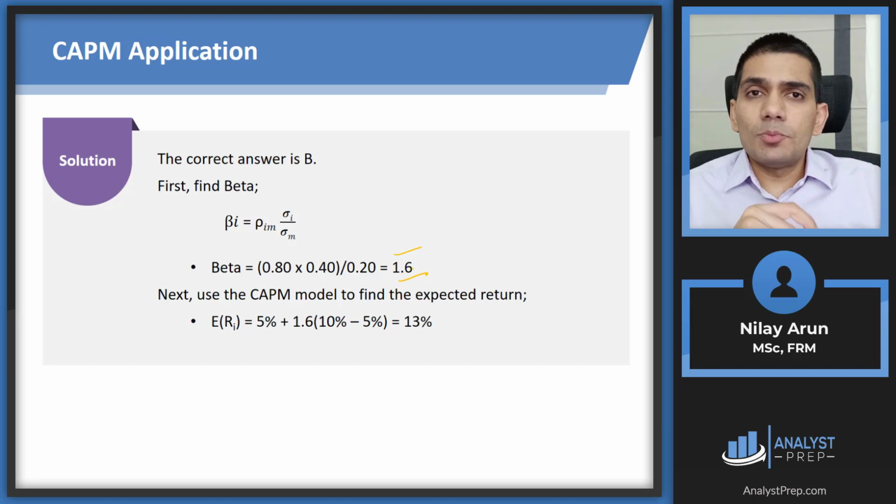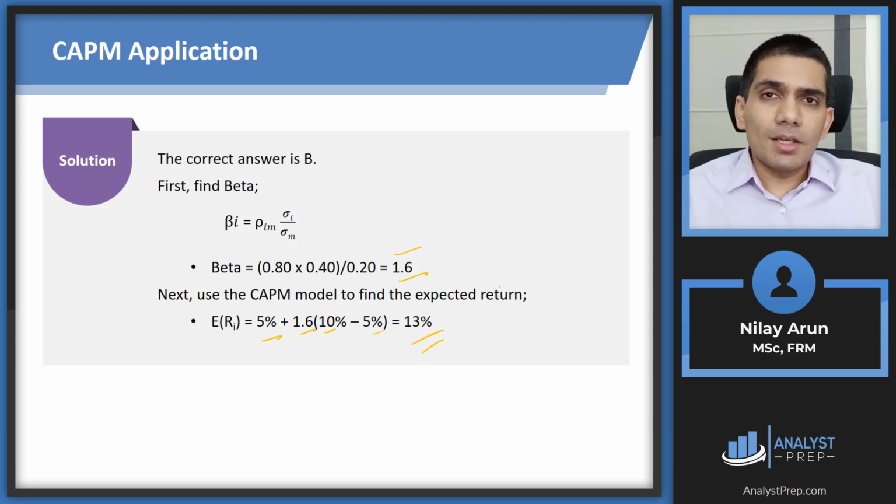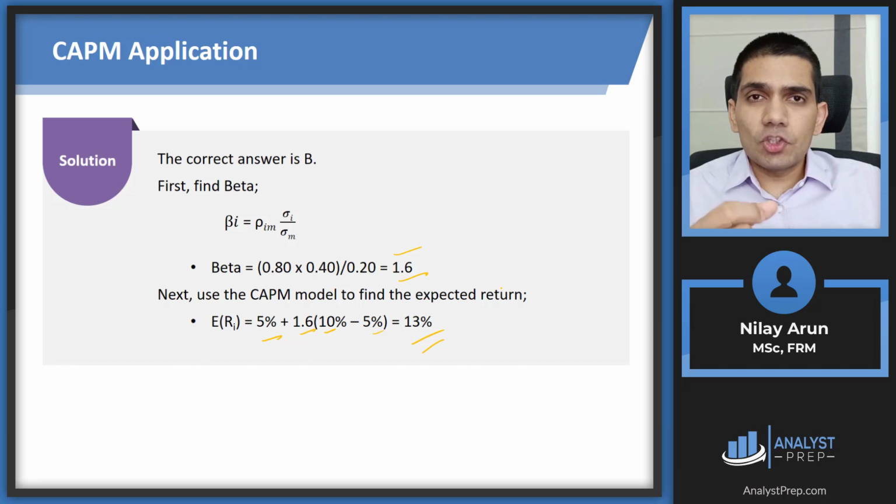So we use this beta in the CAPM model. We have 5%, which is our risk-free rate, plus the beta times (RM minus RF), so 10% minus 5% times 1.6. That gives us the expected return of 13%. So that's how we use the CAPM formula. You need to memorize this formula. As we just mentioned, this is extremely important in finance. I hope now we're clear with beta and CAPM.